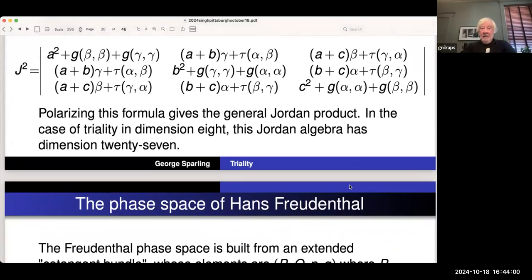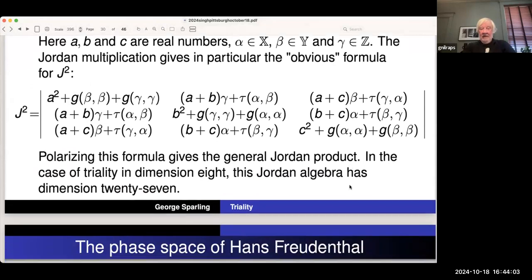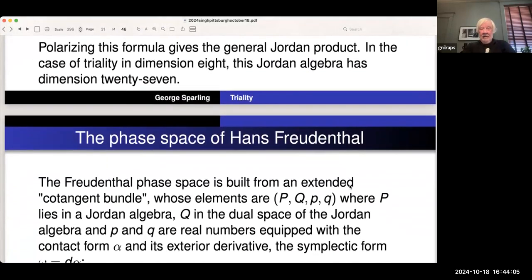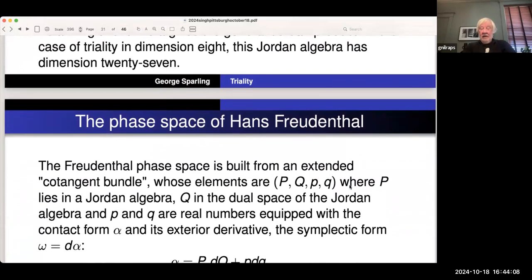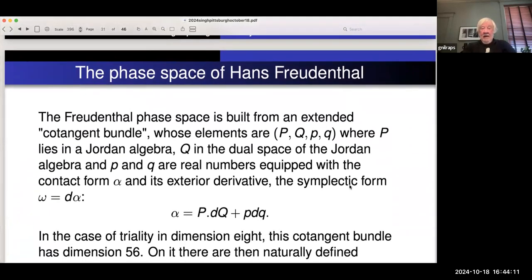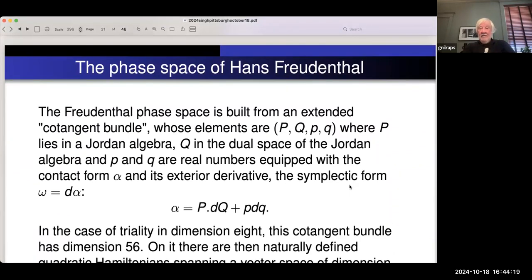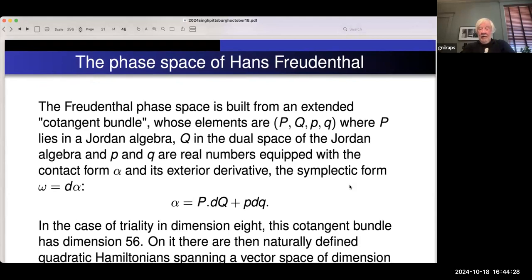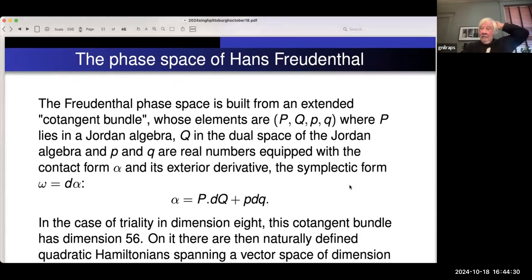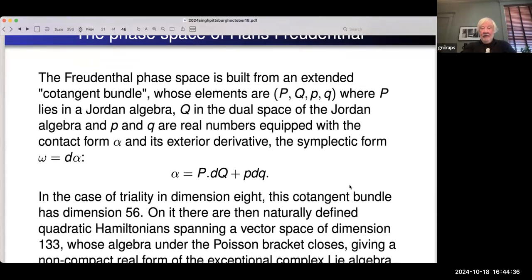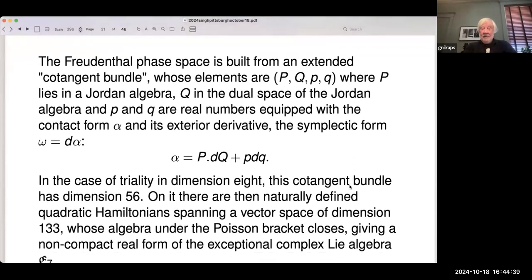From the Jordan algebra, I'm just recapping basic structure that was developed over the years. From the Jordan algebra, you can get the phase space of Freudenthal. For some reason, you have to throw in an extra 2 dimensions. So you take essentially the cotangent bundle of the Jordan algebra, which would be 54-dimensional, but you need an extra 2 dimensions in order for everything to work out appropriately when you work out the group structure. So you end up with a 56-dimensional space built out of the Jordan algebra.